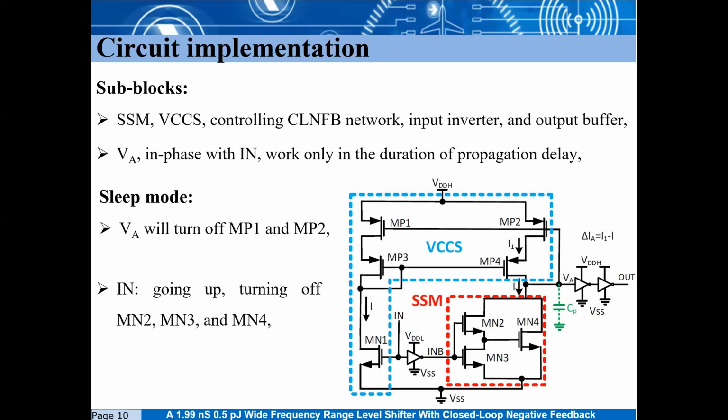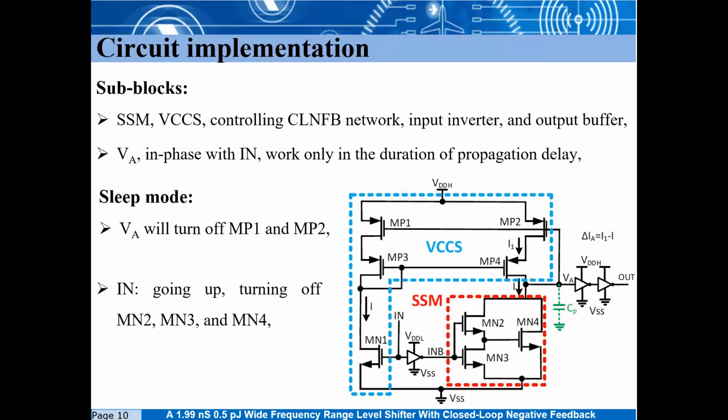The input pulse, in, is applied to MN1, and the input of MP1 and MP2 is the voltage of VA, which is in phase with in. This building block is permitted to work only during the propagation delay. At other times, VA will turn off MP1 and MP2 to avoid current flowing to SSM, which is called sleep mode. When in is going up, MN2, MN3, and MN4 are turning off.